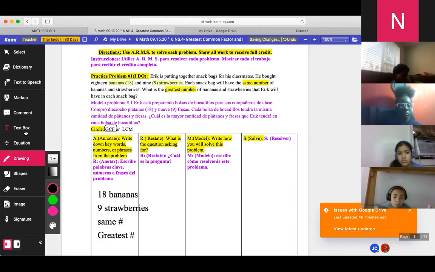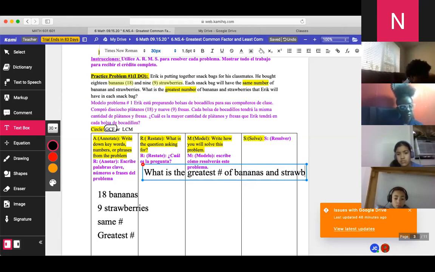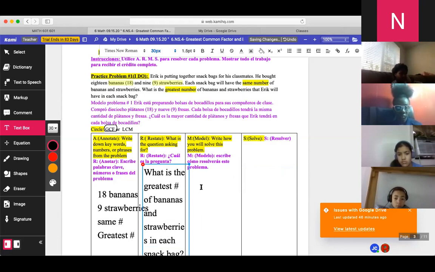Now, when we restate the question, it is usually the last sentence of the problem. It says, what is the greatest number of bananas and strawberries that we'll have in each snack bag? Remember, they have to be an equal number too, right? So what's the greatest number for now? Good. After we do that, we start tackling the model.